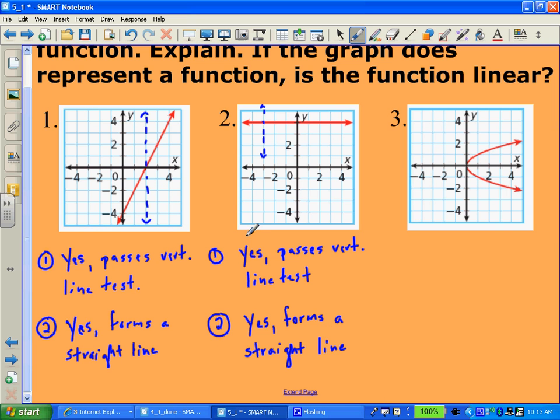Okay, and one last one here. So once again we start out with the vertical line test. And you'll notice this one fails the vertical line test. So in the answer to the first question, is it a function? No, because it fails the vertical line test.